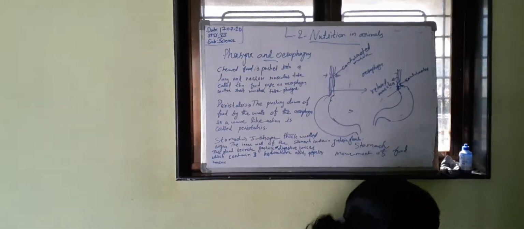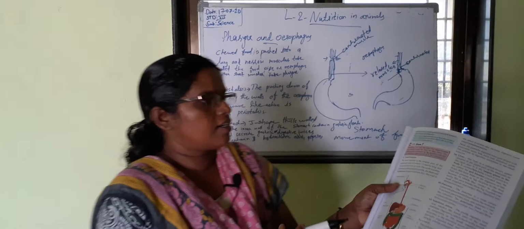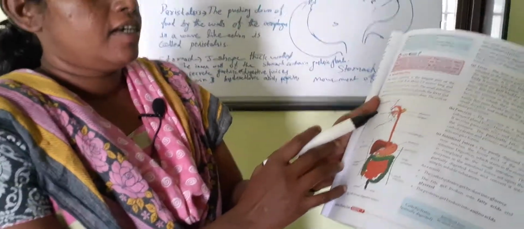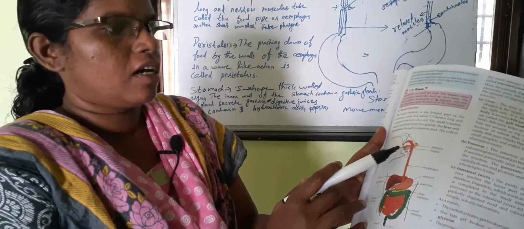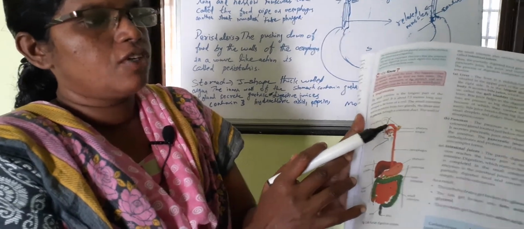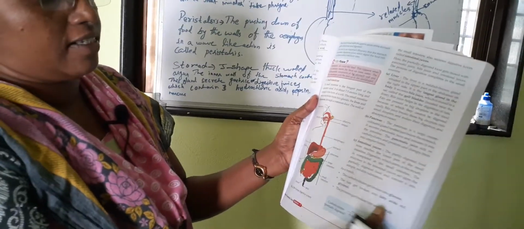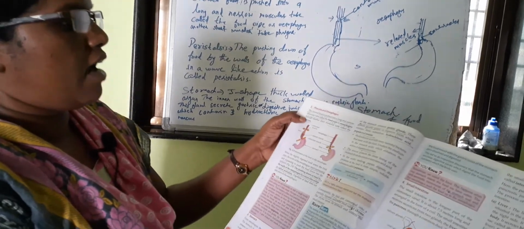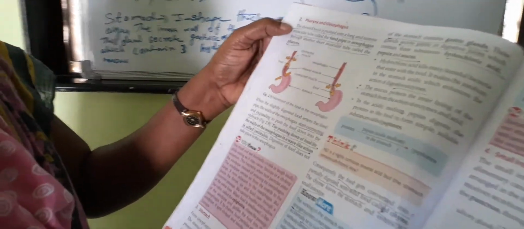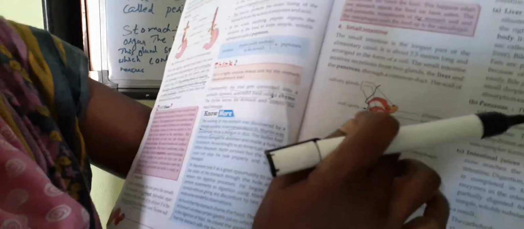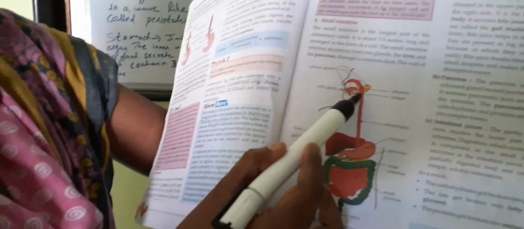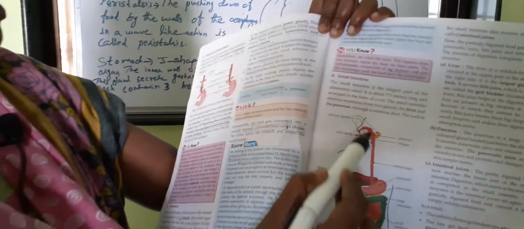Pharynx and esophagus. This is the small intestine. This is the oral cavity or buccal cavity, and the pharynx is where the food goes first. That is the pharynx. And here this is the esophagus. The chewed food is pushed into a long and narrow muscular tube. This is a long and narrow muscular tube. This is called the esophagus.